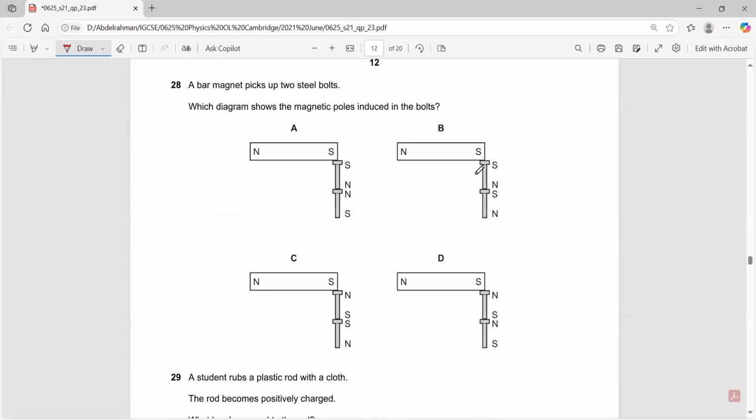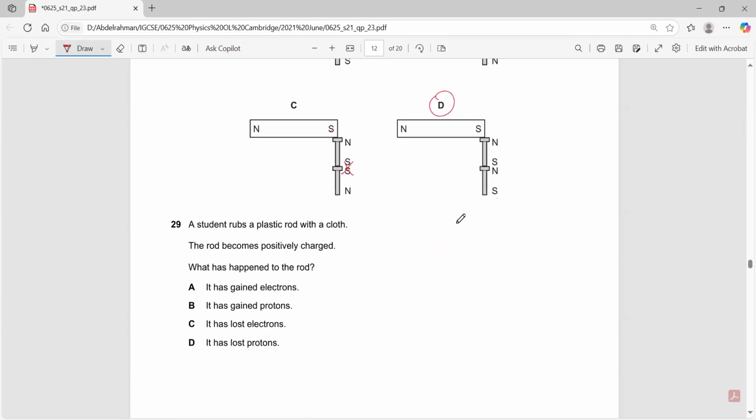A bar magnet picks up two steel bolts. Which diagram shows the magnetic poles induced in the bolts? South and south, this is wrong. South and north, south and south is wrong. Again, south, north, and south. Yes, so this is correct.